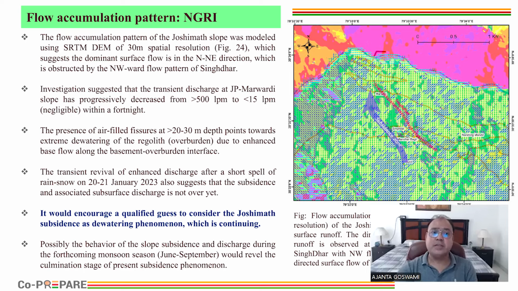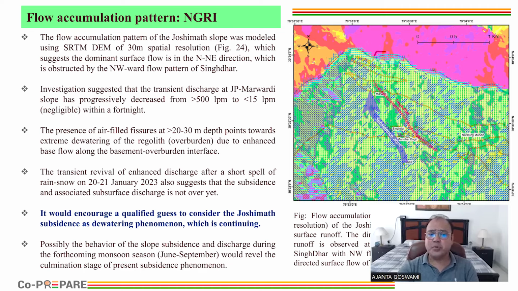They also suggested that transient discharge at JP Marwari slope has progressively decreased from more than 500 LPM to less than 15 LPM within a fortnight, which is being reported by everyone. They said that the presence of airfield fissures at greater than 20 to 30 meter depth points towards extreme dewatering of the regolith due to enhanced base flow along the basement overburden interface. This transient revival of enhanced discharge after a short spell of rain and snow on 20 to 21 January 2023 also suggests that the subsidence and associated subsurface discharge is not yet over. It means it is still continuing according to the initial report of NGRI.